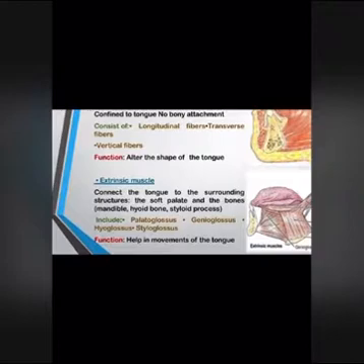Extrinsic muscles connect the tongue to the surrounding structures: the soft palate and the bony mandible, hyoid bone, and styloid process. They include the palatoglossus, genioglossus, hyoglossus, and styloglossus. Their function is to help move the tongue.